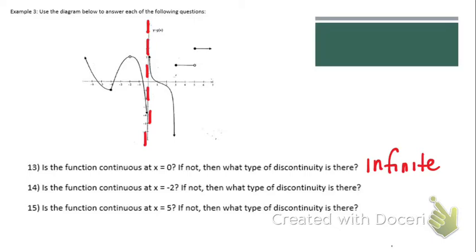All right, at -2, what do you call that? Removable. That's the only one that has a limit. A removable has a limit. And then the last one is at 5. So that would be right here. What's happening right there? It's a jump.